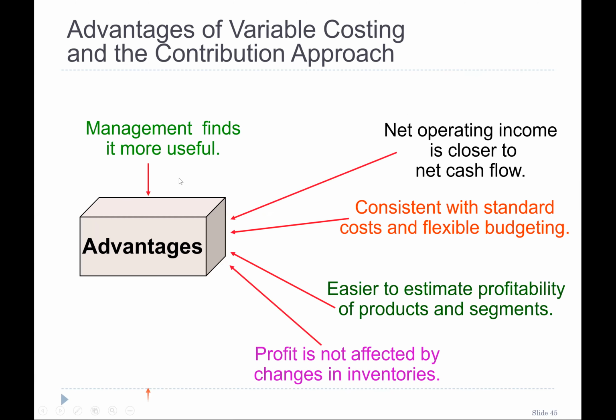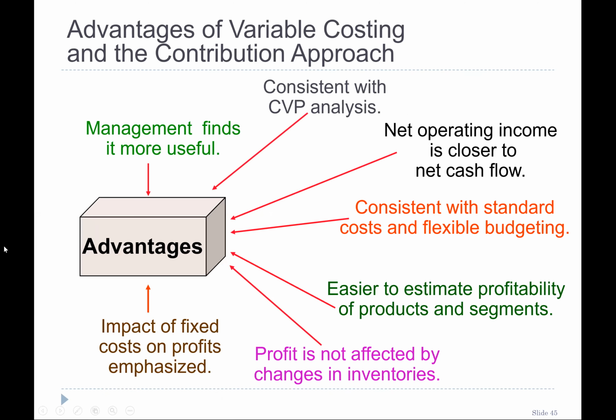Okay, the advantages of variable costing: management finds it very suitable for decision making as well. It is consistent with CVP analysis. So the net operating income is closer to cash flows as well. I hope you already know the concept from our accounting that profit is not equal to cash flow, because in profit we use non-cash expenses like depreciation as well, right? Which is a huge number. So we can rely on this net operating income as a cash flow.